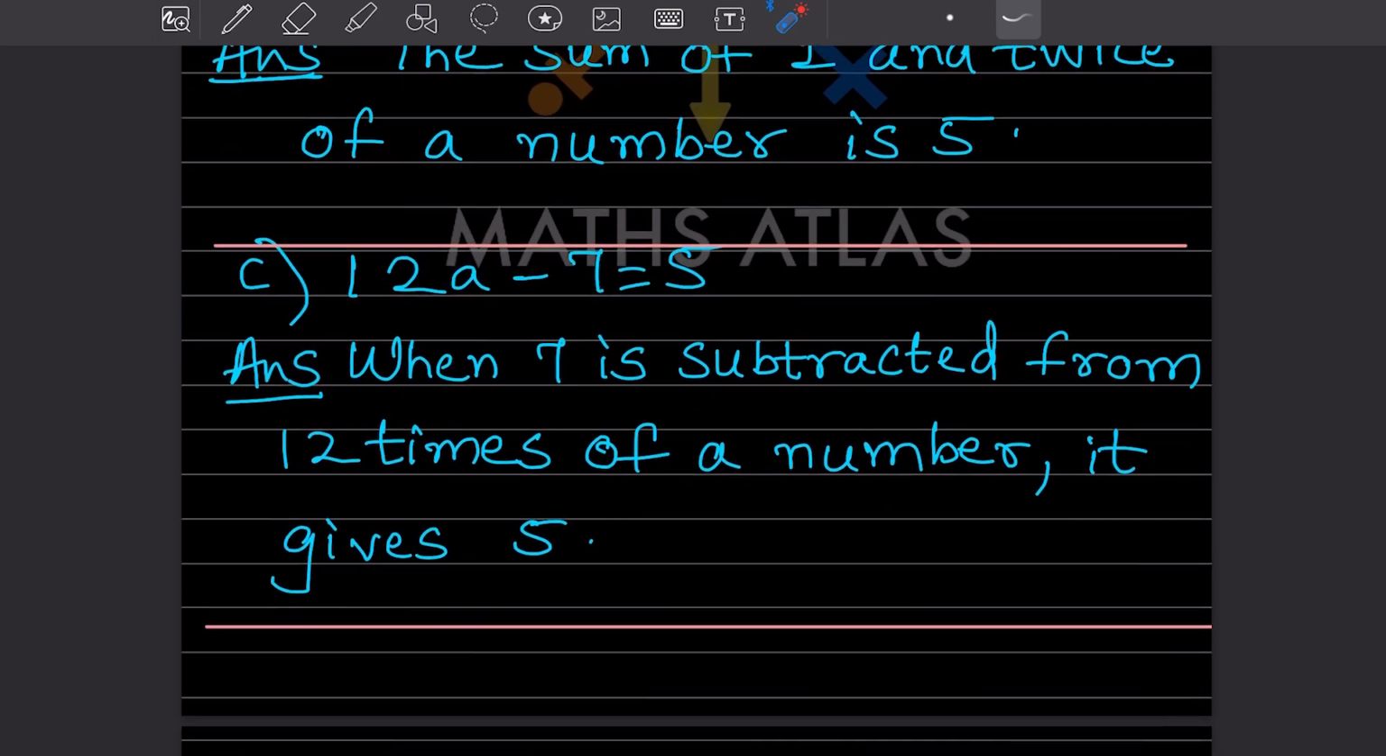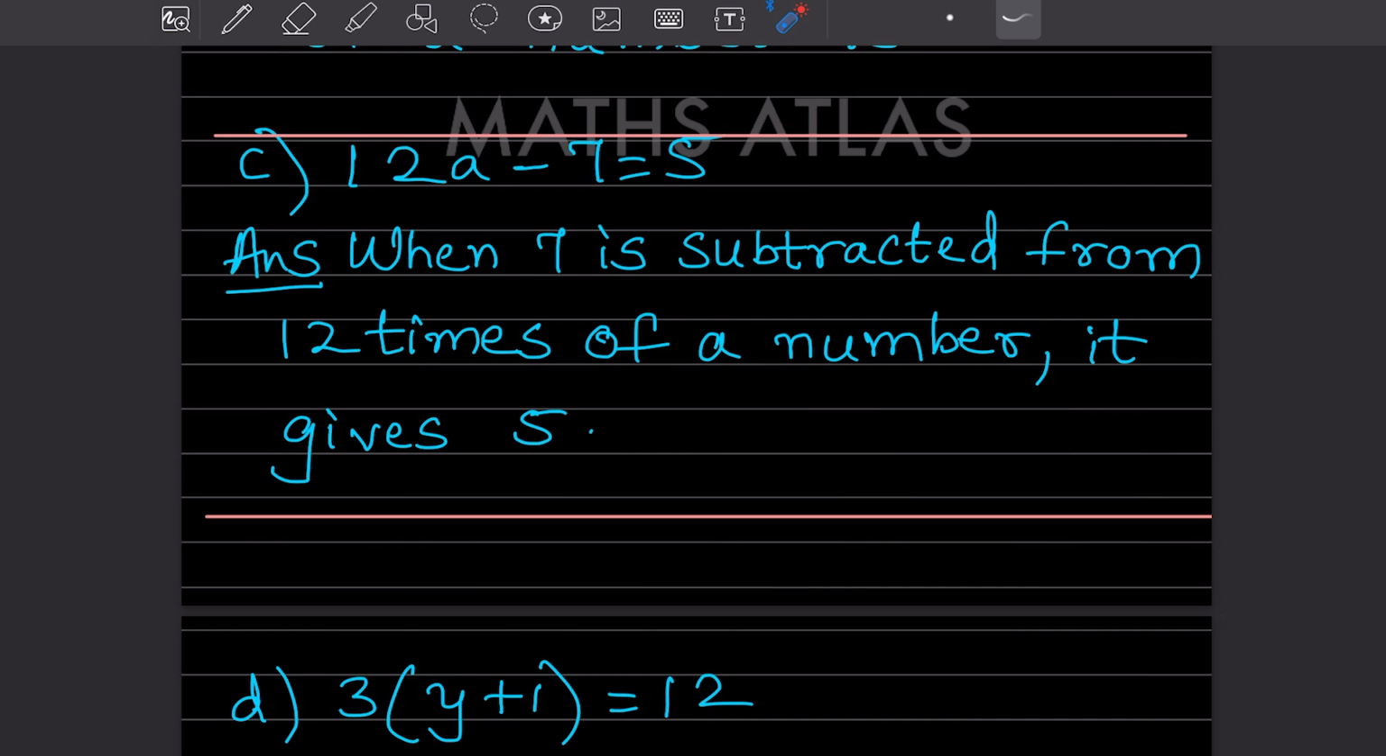Okay. Now look at here. They said over here that 12a minus 7 is 5. Okay. So because this is subtraction, 7 is subtracted from 12a, means 12 times a number. Okay. Then is equal to 5 means it gives 5 or is 5. It is the same.